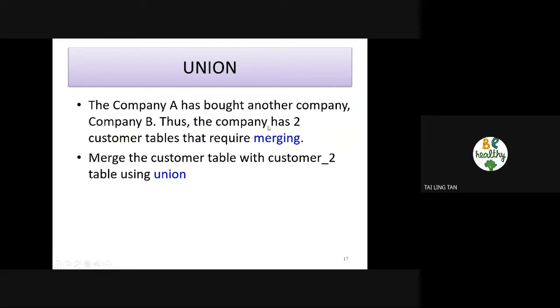We can see company A has a customer table A, and company B has a customer table B. Once the companies merge together, these tables should merge as well, right? So to merge the customer table with the other customer table, we use the union, and the customer records will merge together. This is one example.